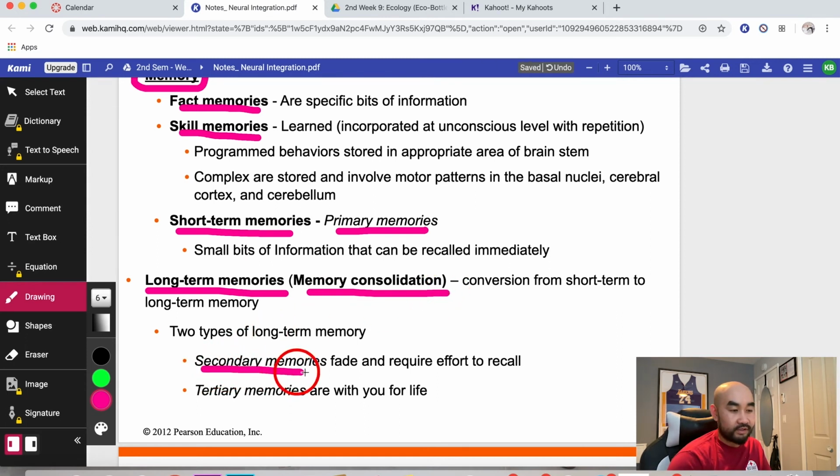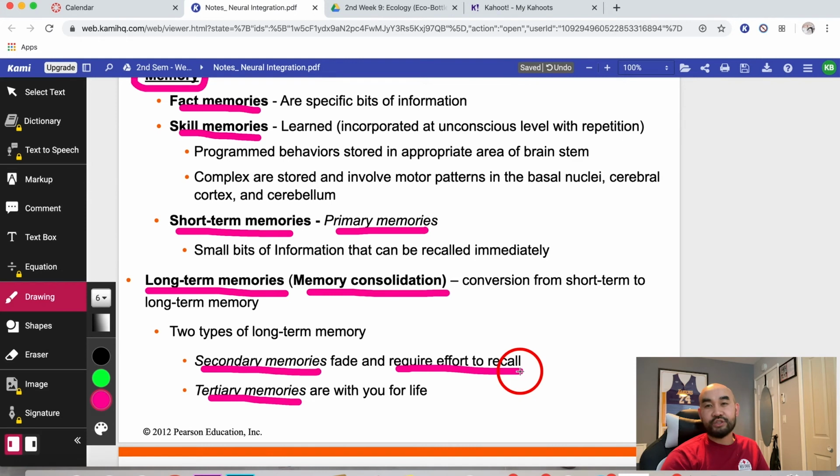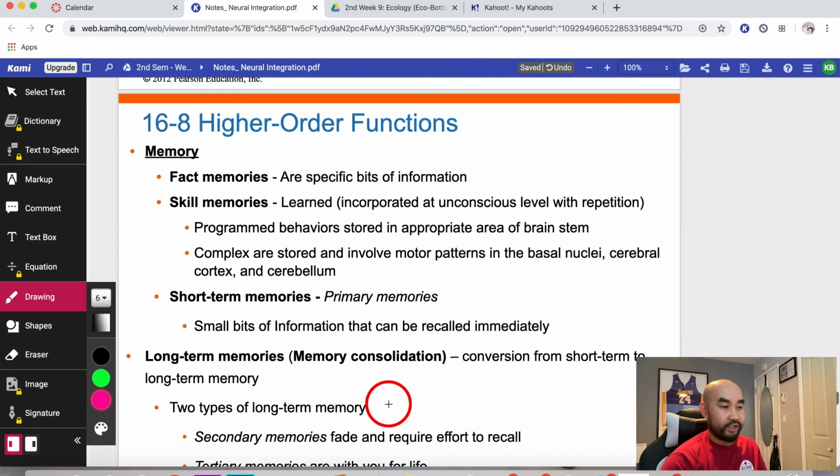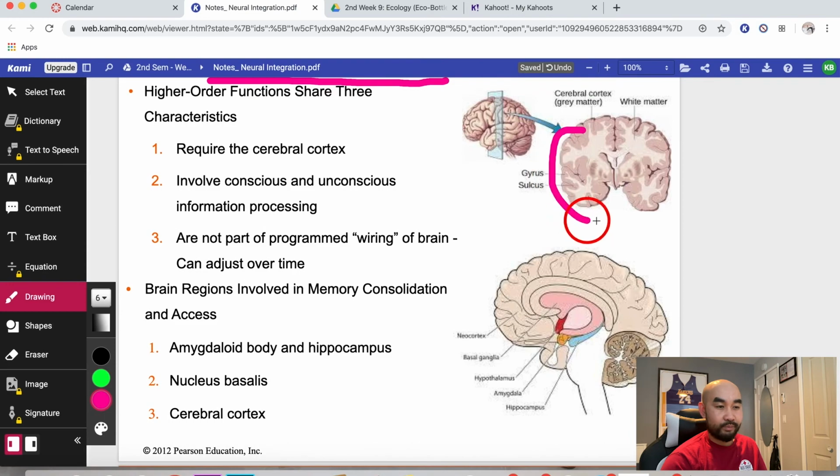There are two types of long-term memory, secondary and tertiary. So what's the difference between them? Secondary requires effort to recall. You have to think about it and then you remember. For example, if I ask you, what is your phone number, right? Most of us will have to think and then we'll remember. Tertiary memory, you remember for life. If I say, what's your name? You don't have to think about it. You know your name, okay? All right, so that's memory. And this is higher order and it requires the cerebral cortex.